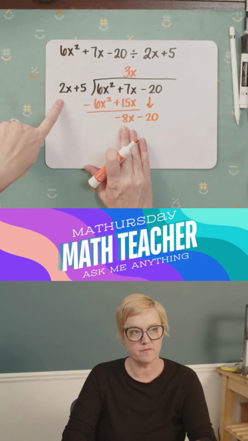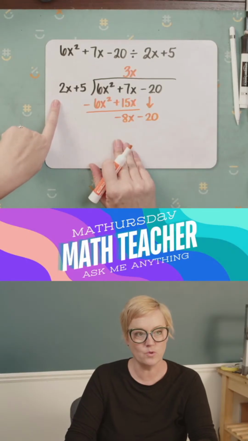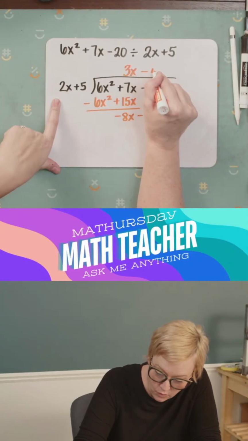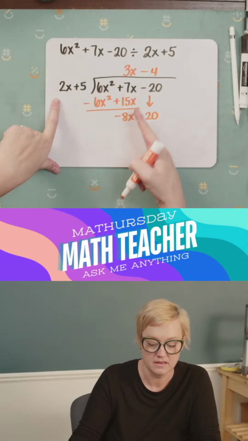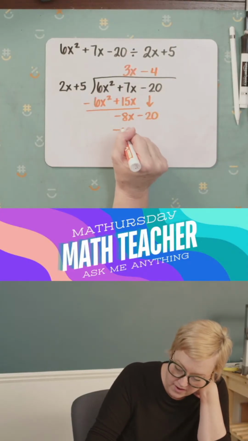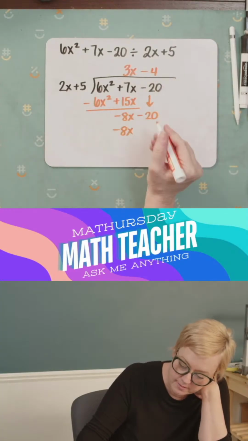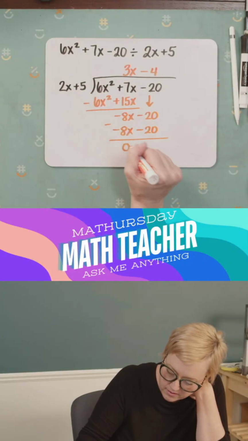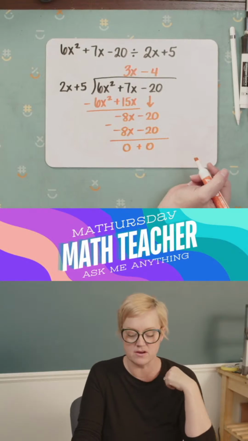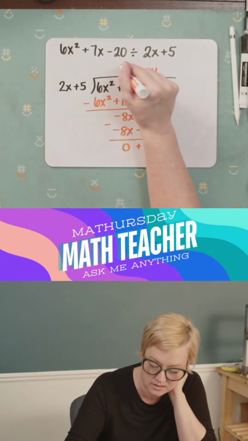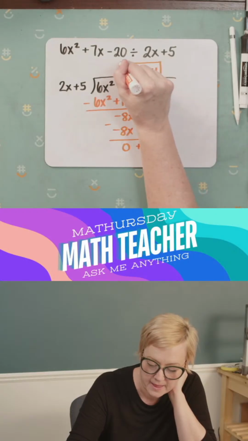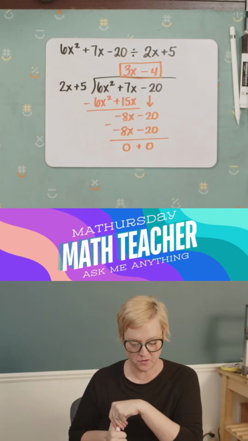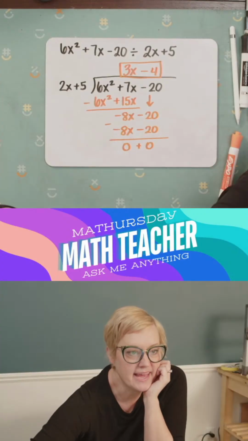And I just pay attention to my first two terms. So 2x times what is negative 8x? 2x times negative 4 gives me negative 8x. Negative 4 times 2x is negative 8x. Negative 4 times 5 is negative 20. Oh, look at that. Minus, that's 0, plus 0, that's no remainder. So our answer is 3x minus 4 with no remainder. Okay, beautiful, right? It's beautiful. So let's talk synthetic division.